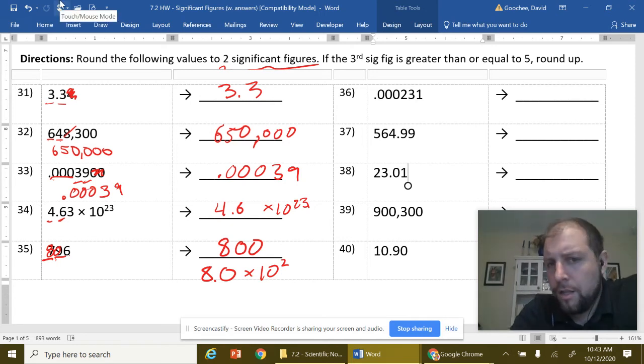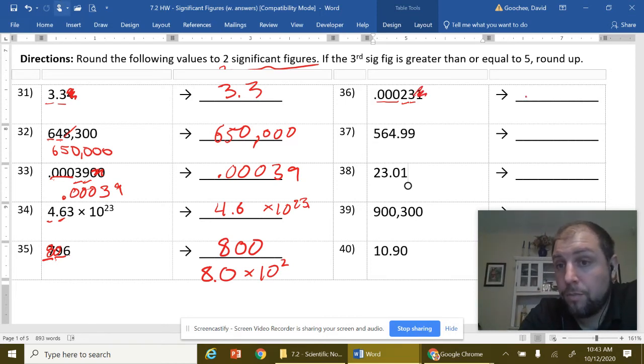Okay, let's round this one to two significant figures. Moving from left to right, we can keep the 2. We can keep the 3. The 1 has to be rounded away, and since it's not 5 or more, we just get rid of it. So 0.00023.